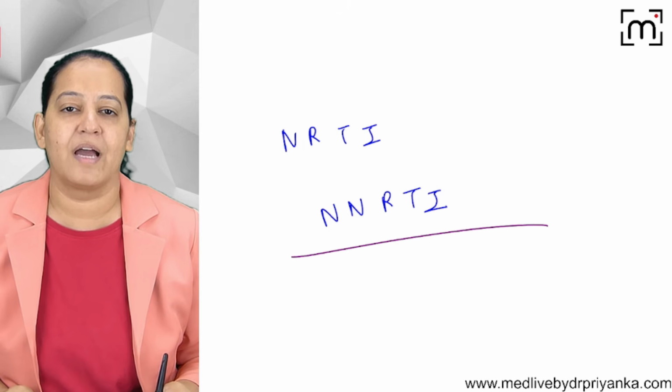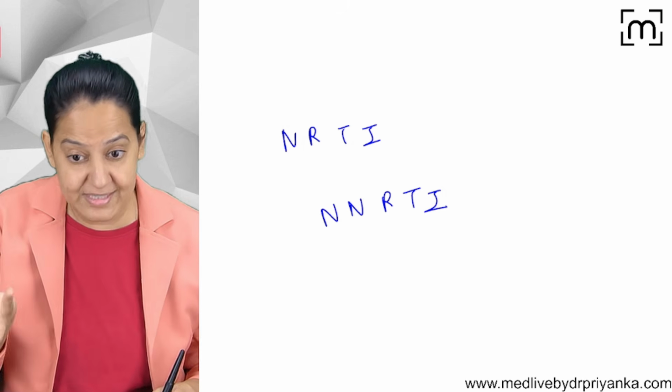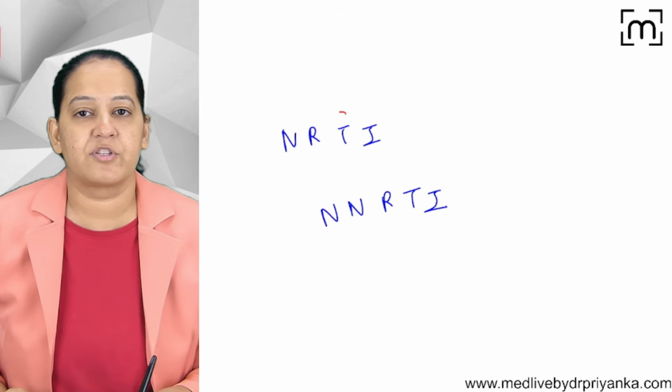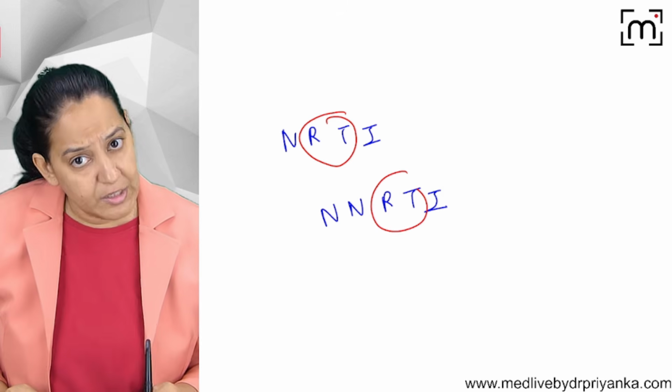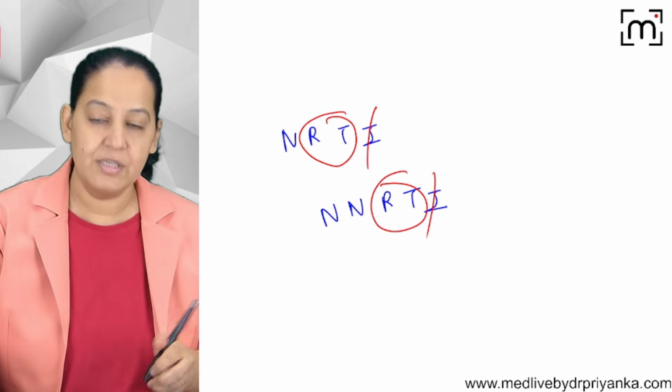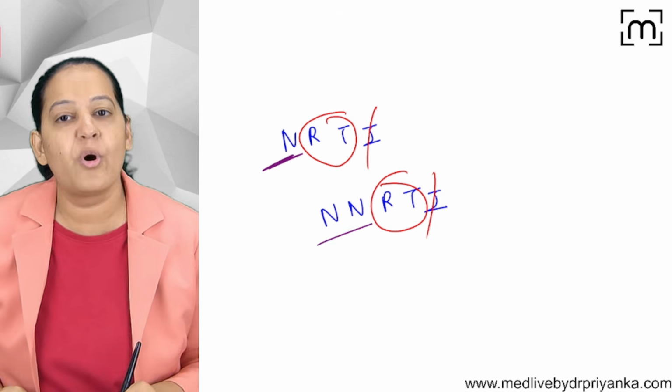The most important enzyme, the enzyme which converts single-stranded RNA of the virus into double-stranded DNA of the virus, is called reverse transcriptase. Both of them inhibit reverse transcriptase. They are reverse transcriptase inhibitors, but this one is nucleoside in nature and this one is non-nucleoside in nature.